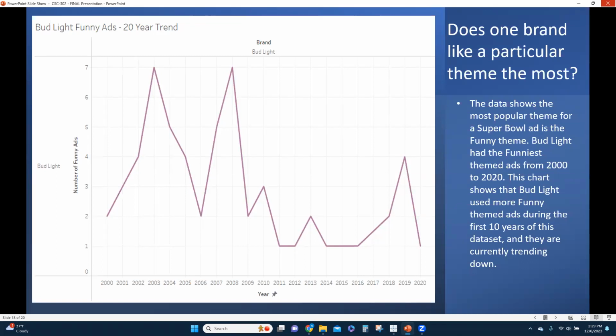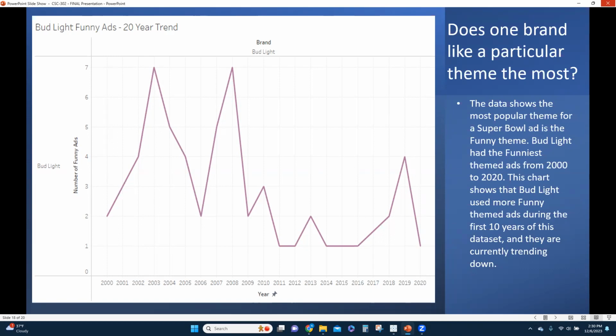Now, does one brand like a particular theme the most? Let's look at Bud Light. This is the Bud Light funny ads over the 20-year stretch. And the data shows the most popular theme for a Super Bowl ad is the funny theme. Bud Light had the funniest theme ads from 2000 to 2020, and this chart shows that Bud Light used more funny themed ads during their first 10 years of this data set, and they are currently trending down.